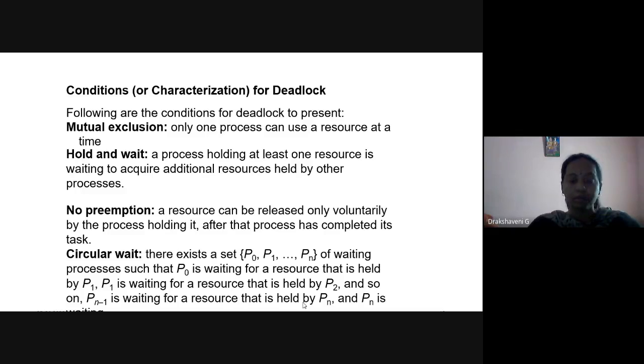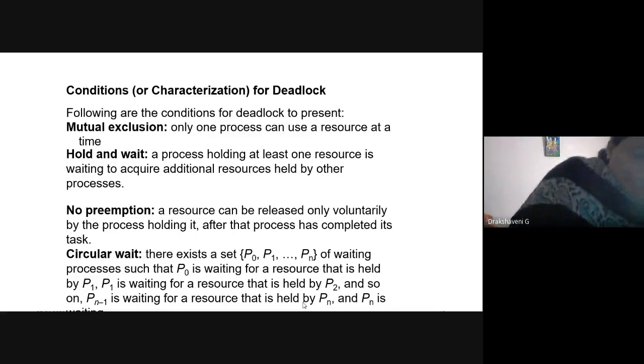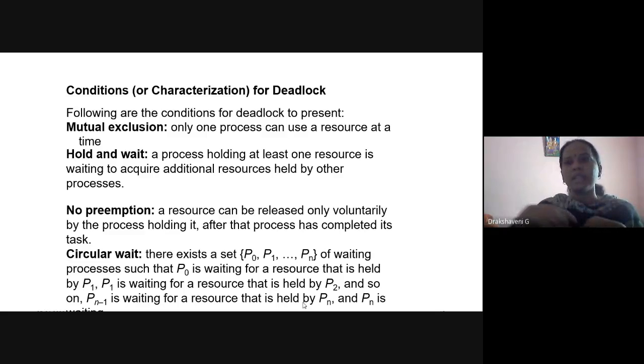Circular wait: there exists a set of waiting processes, P0, P1, P2, P3, like this up to Pn, such that P0 is waiting for a resource held by P1, and P1 is waiting for a resource held by P2, and so on, till Pn minus 1 is waiting for a resource held by Pn, and Pn is waiting for P0. So like this, circular waiting. I'm waiting for my friend, my friend is waiting for his friend, his friend is waiting for his friend. This is called circular wait.